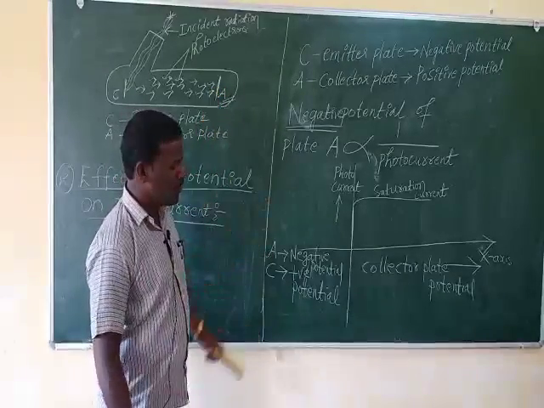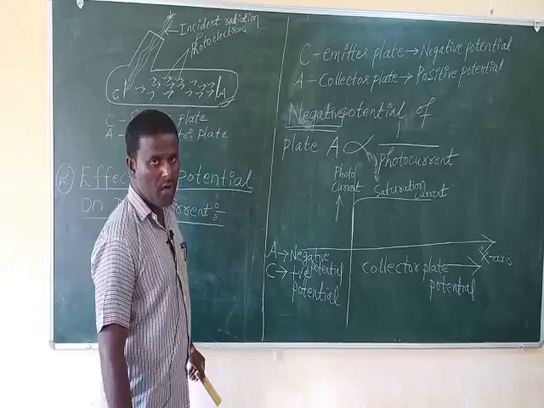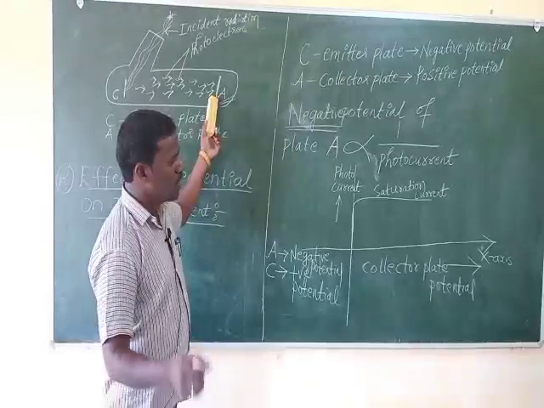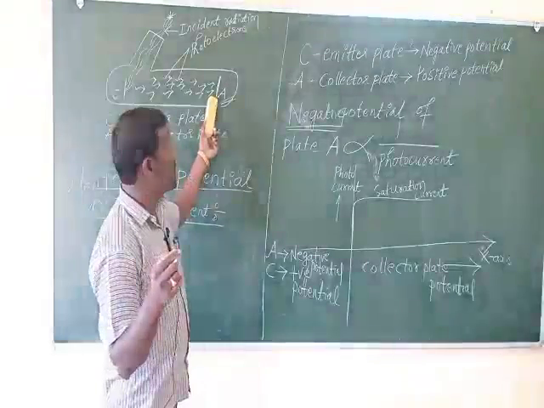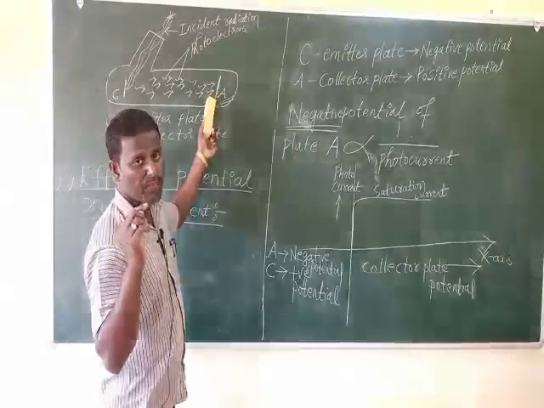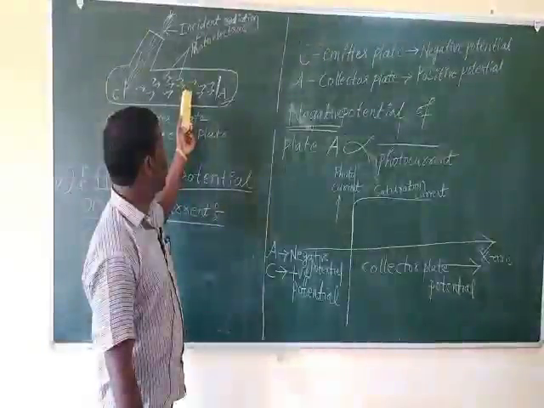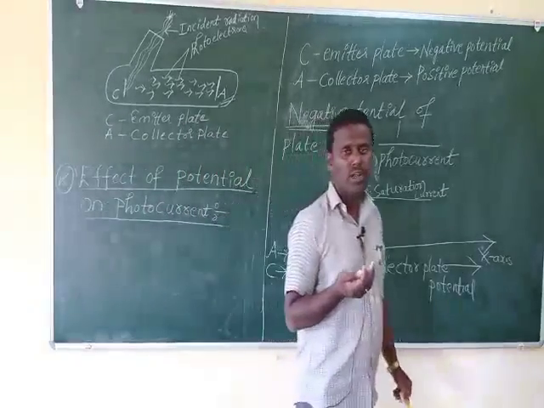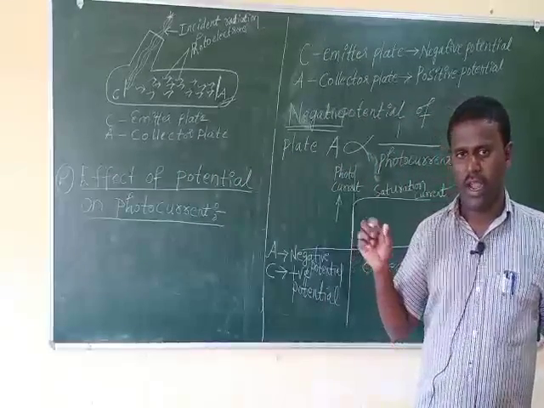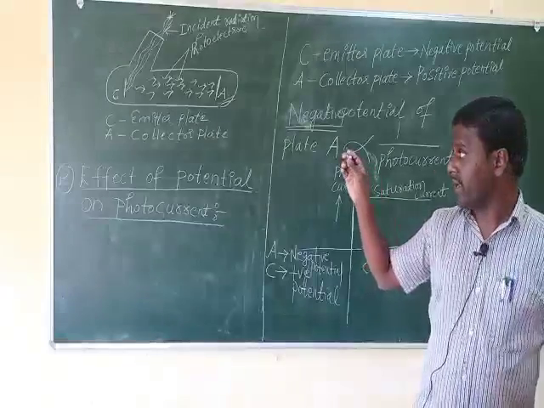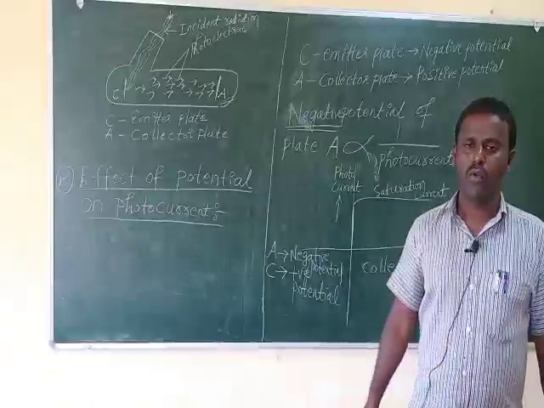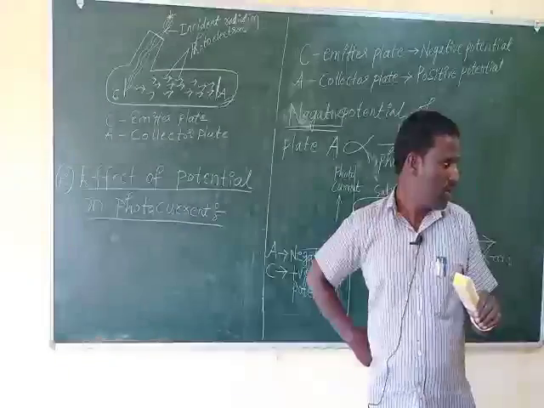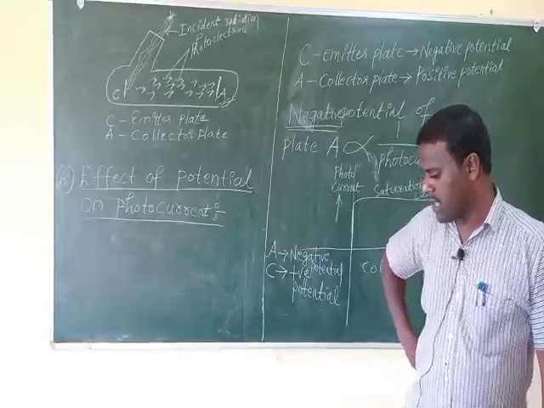For a particular value of negative potential given to the plate A, electrons reaching the plate A become completely zero. The number of electrons moving from plate C to plate A becomes zero. No more electrons are moving towards the plate A. At that value of negative potential, photoelectric current becomes zero.